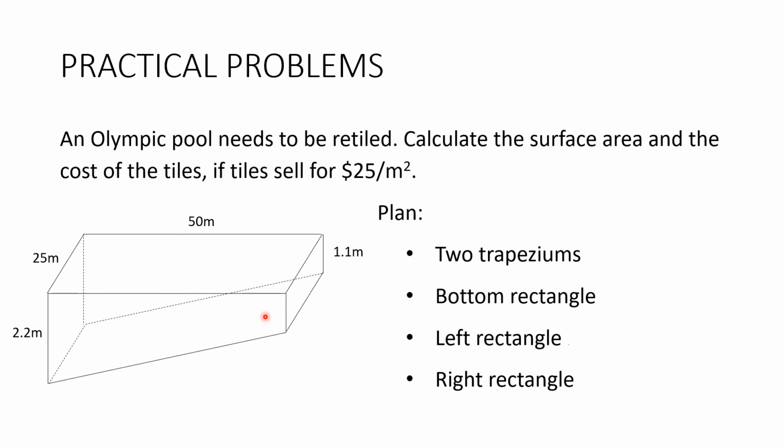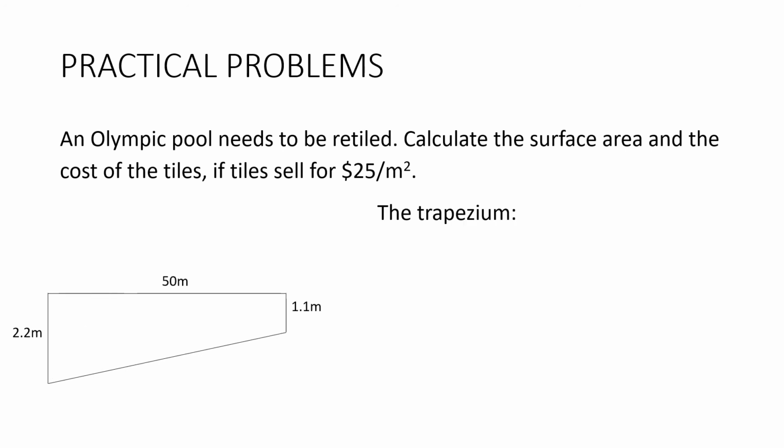Now there's a couple that we can work out straight away, which are the left and right rectangles, so let's do that. So the left rectangle is going to be 2.2 by 25, which is 55 metres squared, and the right rectangle will be 1.1 by 25, which is 27.5 metres squared.